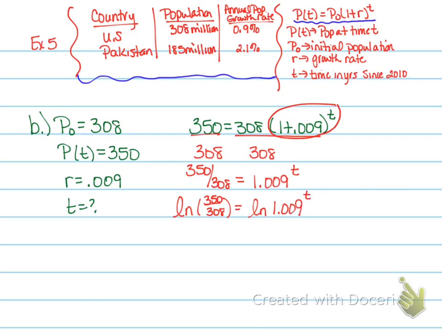Step 3 said to use the power rule, so we're going to move this t in front of its log. So the natural log of 350 over 308 equals t times the natural log of 1.009. And then the last step is just solve for the variable. So we're going to get rid of the natural log of 1.009 by dividing it.